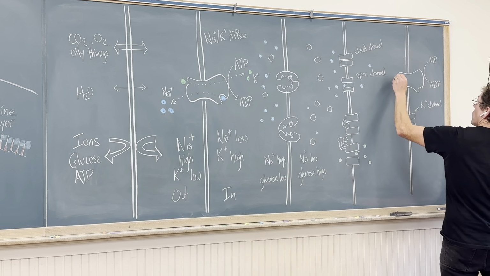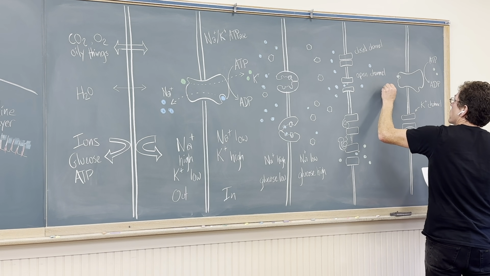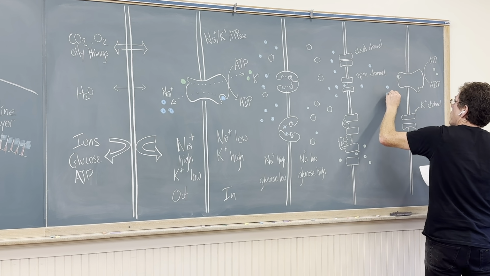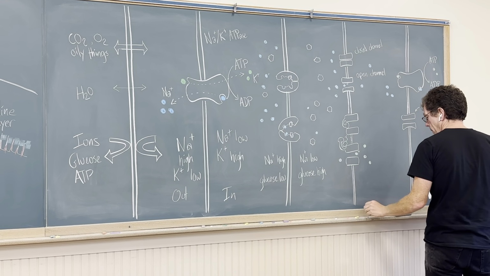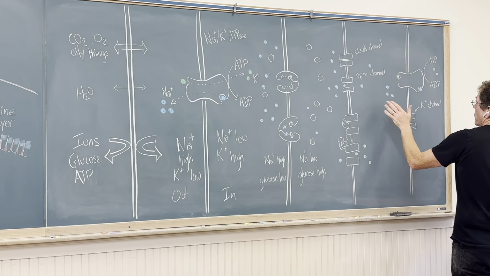So potassium going in, again, 2 potassiums going in for every 3 sodiums going out. This exchange continually maintains a chemical gradient for both of these ions.